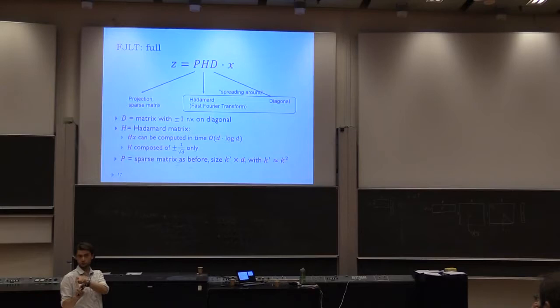The part that this can be done fast should be kind of obvious by now. It is multiplication by three matrices. This matrix is particularly simple, it's just diagonal, so it's just linear in the dimension of x. It just multiplies each coordinate of x by some number. This is a fast Fourier transform, which can be done in d log d, so from a time perspective this is the most non-trivial part. And this will be a projection, a sparse projection, so it will be particularly simple.